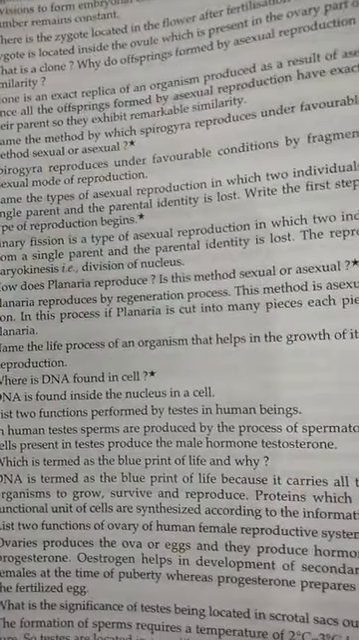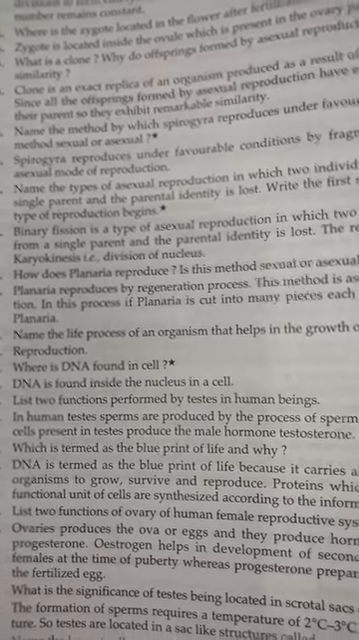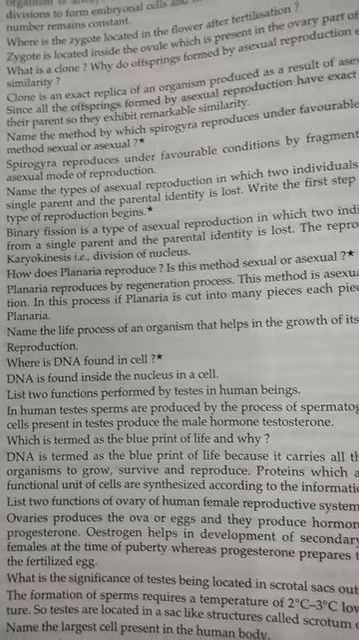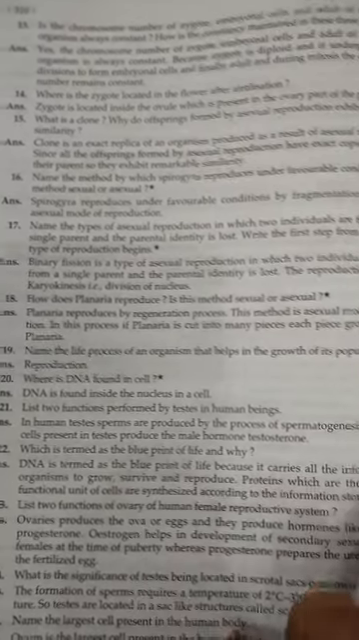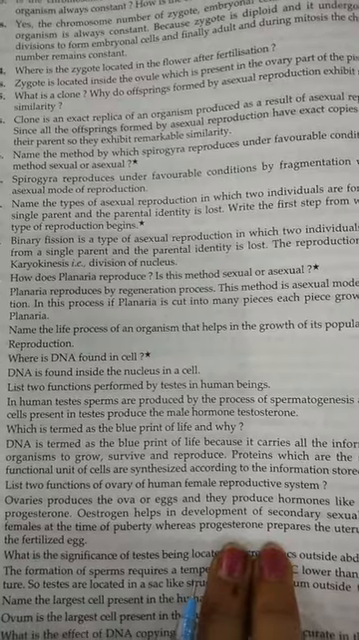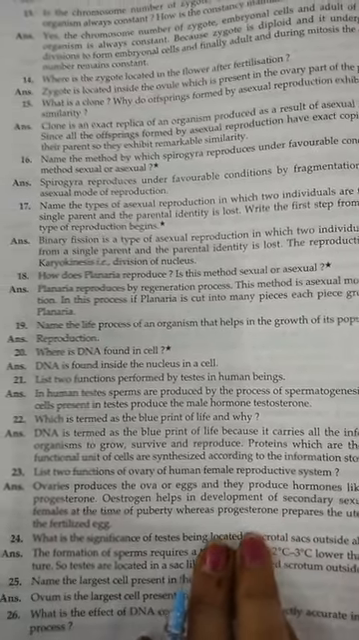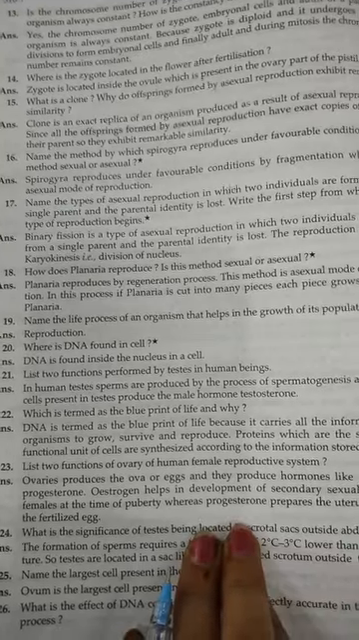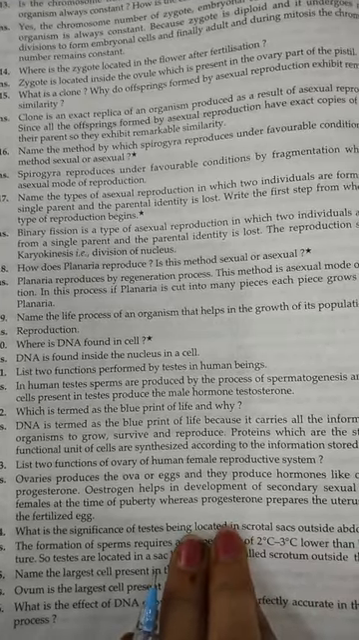List two functions performed by testes in human beings. In human testes, sperms are produced by the process of spermatogenesis, and interstitial cells present in testes produce the male hormone, that is testosterone.